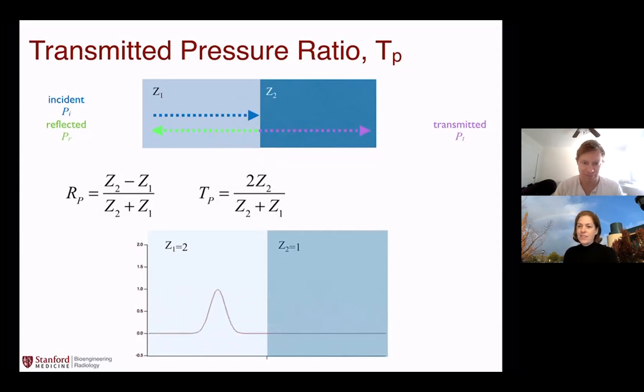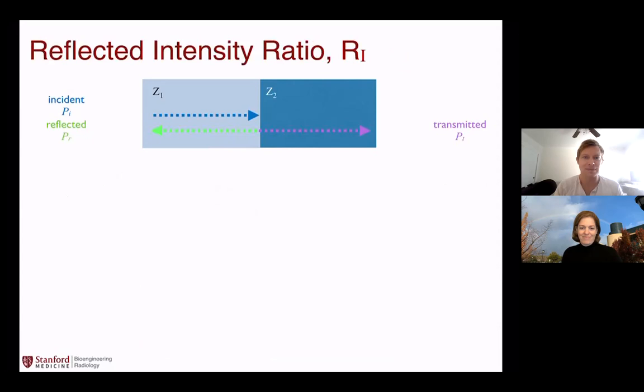Okay, so at this point, this is just sort of fun. We haven't gotten to any real world examples, but we're going to get to those in just a moment. But before we get there, let's talk about intensity.